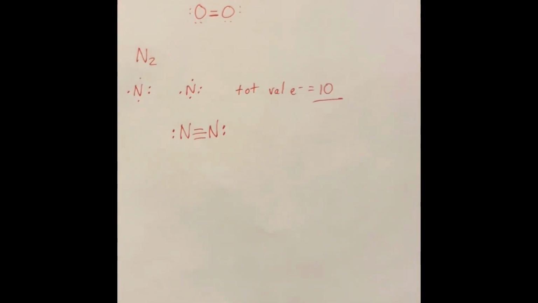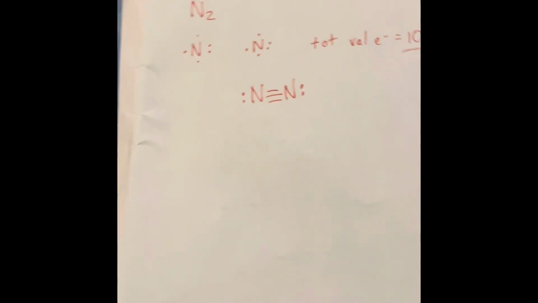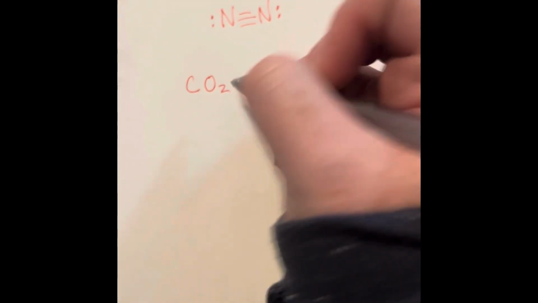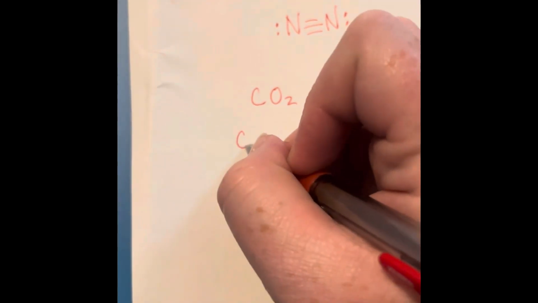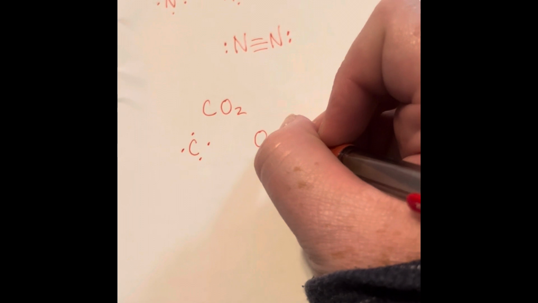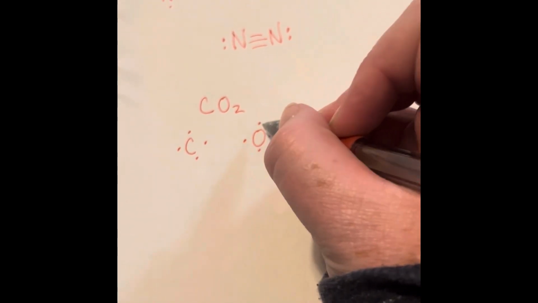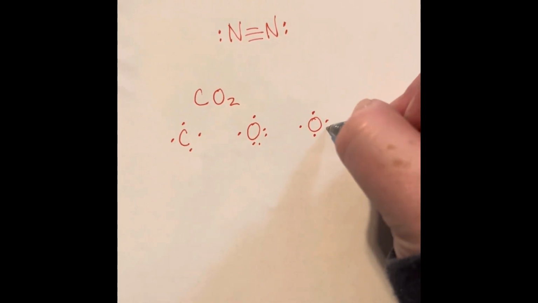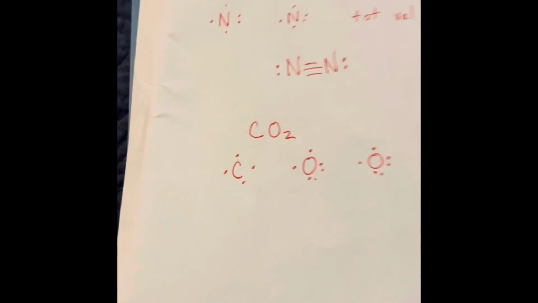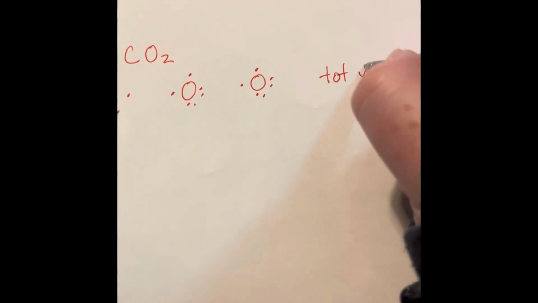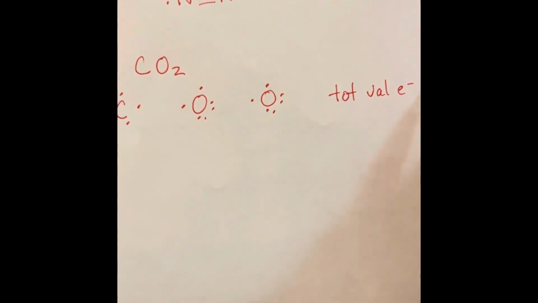So let's work one more. Let's do the Lewis structure of carbon dioxide. So carbon dioxide, my carbon has 4, and you look at your periodic table to determine that. My oxygen has 6. My other oxygen has 6. So my total valence electrons that I'm working with is 16.